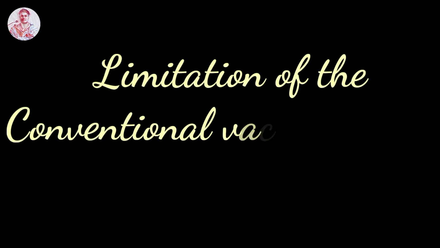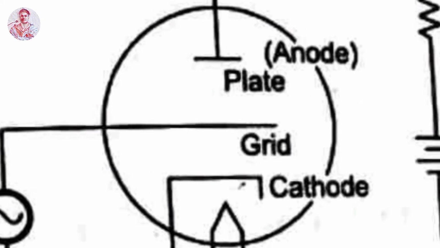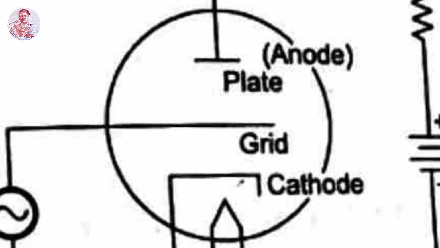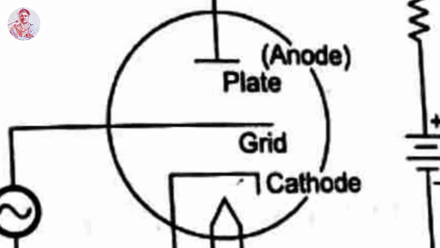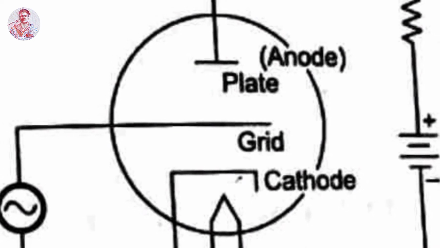Hello friends, today we will discuss the limitation of conventional tubes at higher frequency levels. The triode, pentode, and tetrode are the conventional tubes. These tubes are only useful at low microwave frequency, which is about 100 MHz. The vacuum tube was the first active electronic component capable of actually controlling and amplifying a small signal.